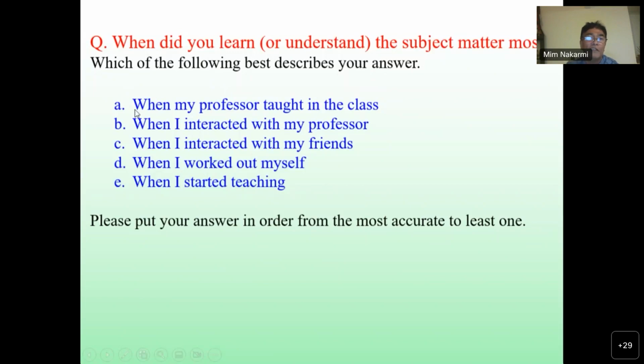Which one is the best answer for you? Or you can put your answer in the order which is the most accurate, and then put that in the order to the least one. So when did you learn, right? When my professor taught me in the class, when I interacted with my professor, when I interacted with my friends, when I worked out myself, when I started teaching. So when did you learn, or when did you understand the subject matter?